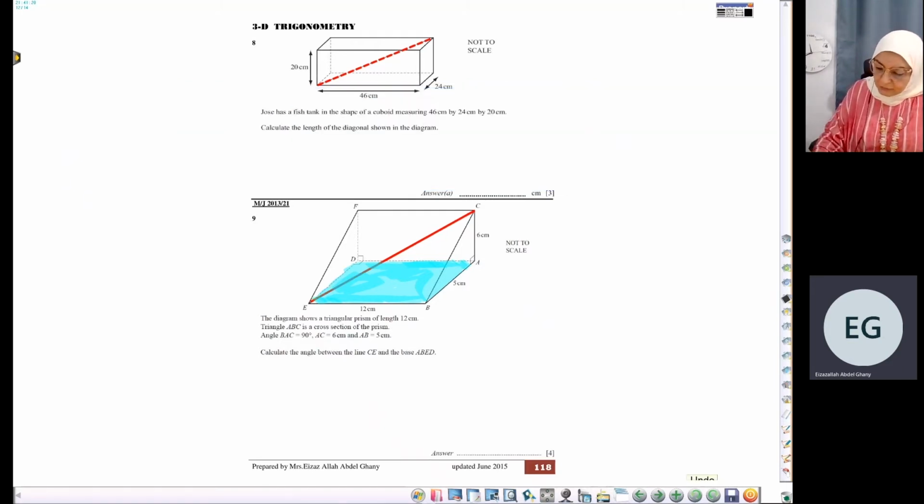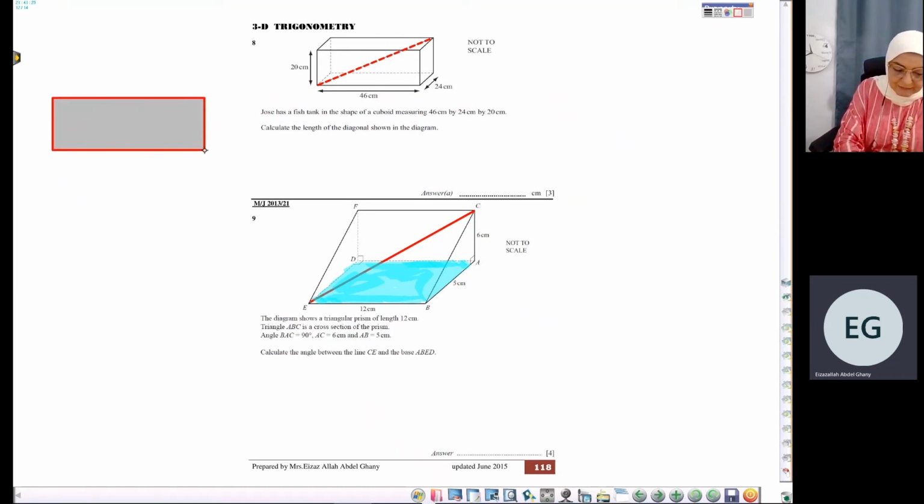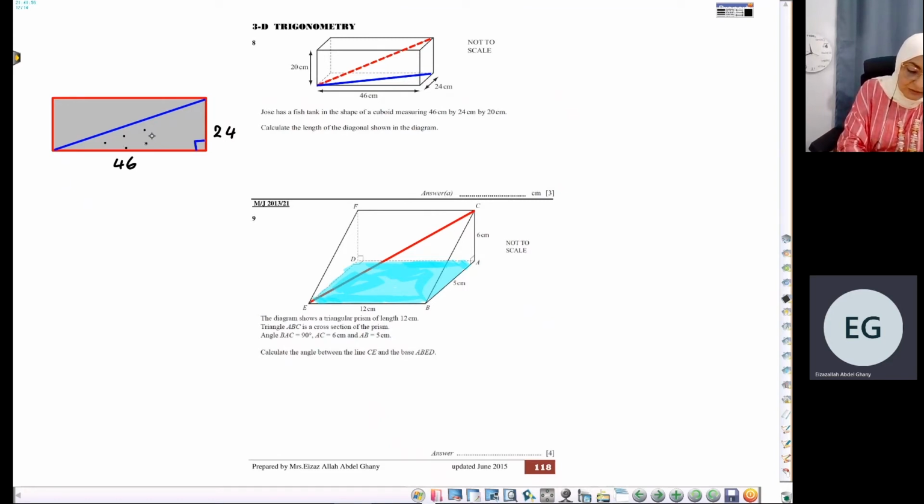We said before, we have to extract the base first. Okay, it is a rectangle. After extracting the base, we need to find its diagonal. Okay, what do you know about this triangle? Write the dimensions, copy and paste the dimensions of the base. 46 by 24 centimeters. Now we'll deal with this dotted triangle, and our target now is to find its diagonal. There is no label, so we name it X.